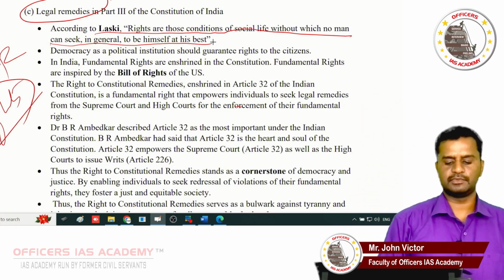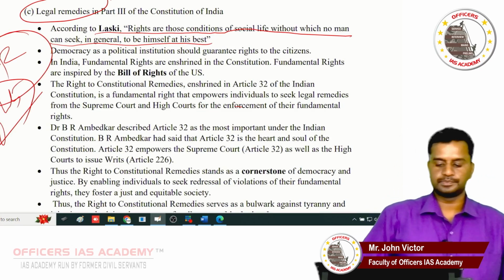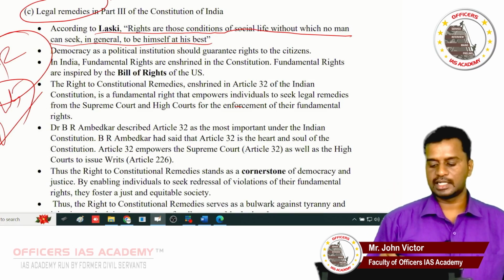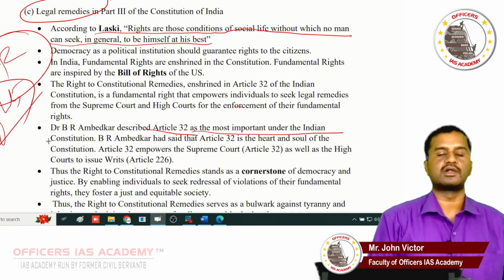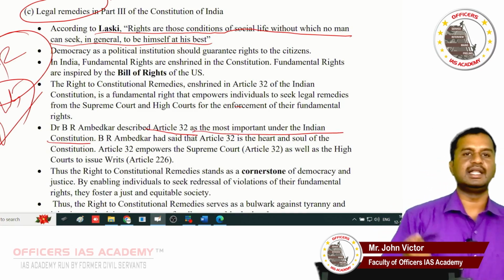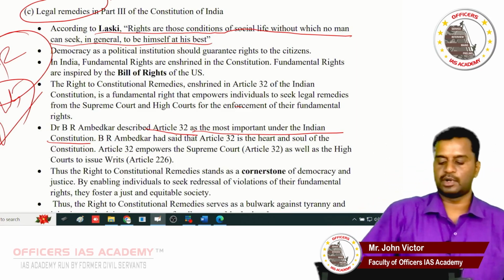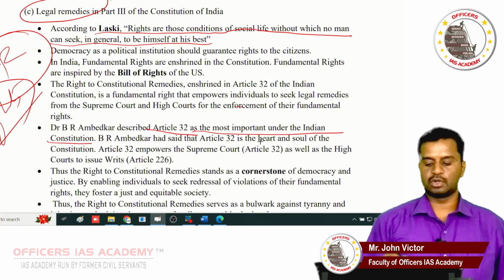Now coming to the Indian perspective, we have the fundamental rights in the Indian Constitution under Part 3, under which comes Article 32. This is seen as the most important article under the Indian Constitution. It is nothing but the legal remedies. Dr. Ambedkar called Article 32 the most important article under the Indian Constitution. He called it the heart and soul of the Indian Constitution.